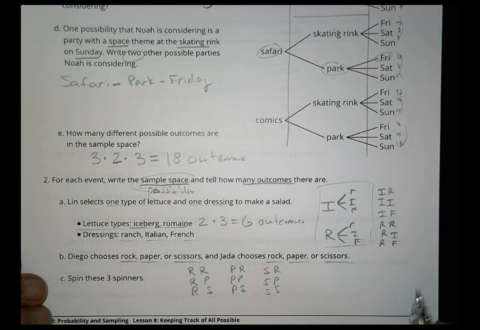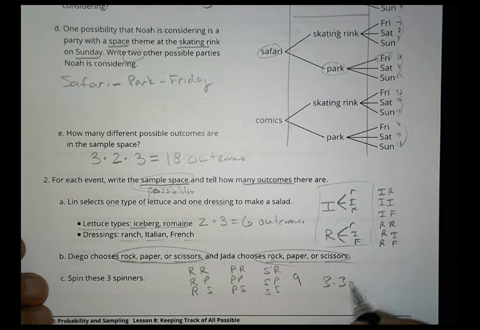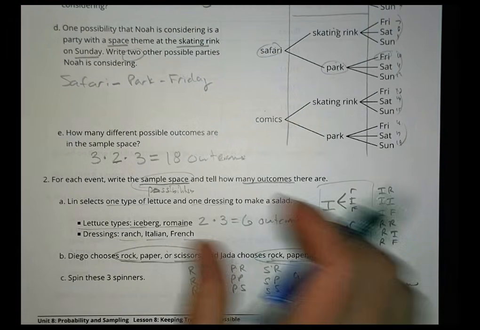So, how many options are there? I see 1, 2, 3, 4, 5, 6, 7, 8, 9 outcomes. Does that match up? Well, 3 times 3 equals 9 outcomes. Okay. All right, look on the next page.